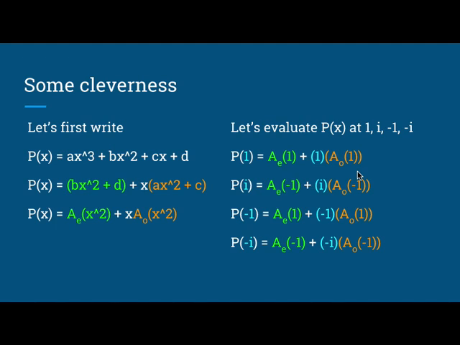We evaluate AE of 1 once, but we use it twice. That's the magic. That's what shaves off a lot of things. We'll see. I'll talk in more detail, but so far, any questions?